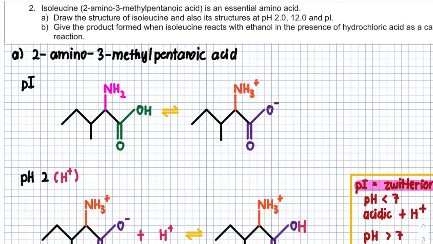Okay. So this is actually in equilibrium with our Zwitter ion, where NH2 accepts hydrogen from our carboxylic acid, and will become NH3+. OH will become O-. Okay, so this is the structure of isoleucine here. Structure of pI is this one. Okay. But then the question did ask you to draw the structure when pH is equal to 2 and 12.